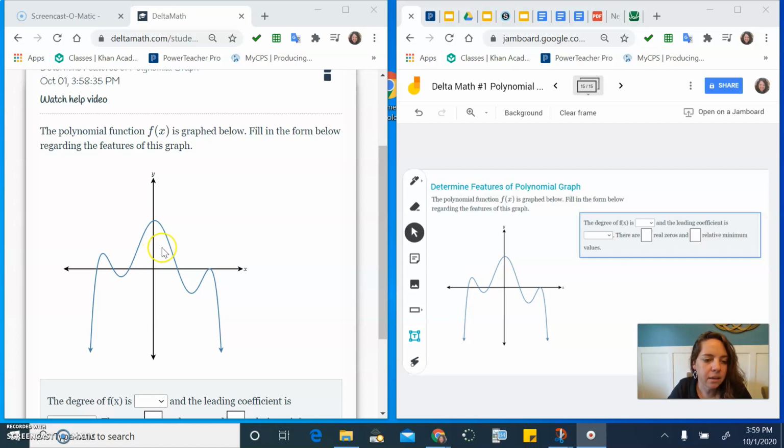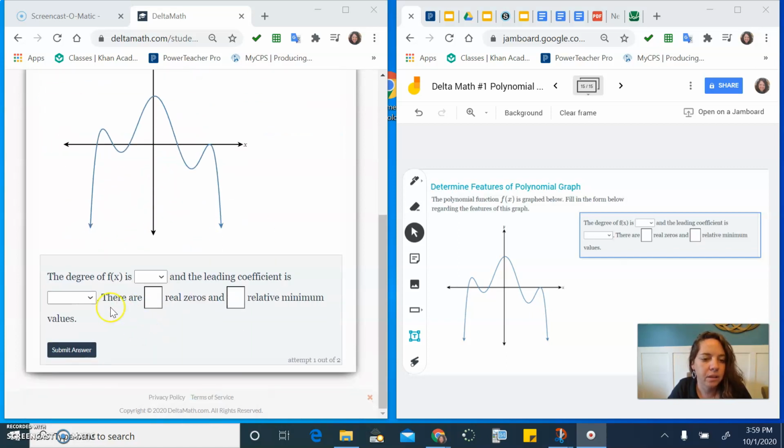So they're asking us about different parts of this graph, and let's see, what are they asking? They're asking about the degree. Is it odd or even? So let's talk about that first. Odd or even degree, right? If it's odd or even degree, you look at the highest exponent and if it's odd or even, but we don't have the equation, so you're going to have to look at the graph.